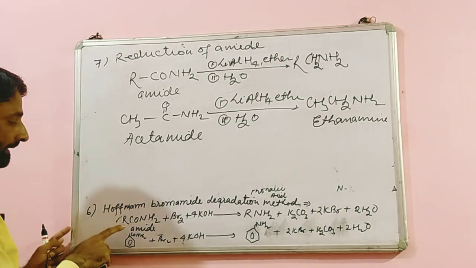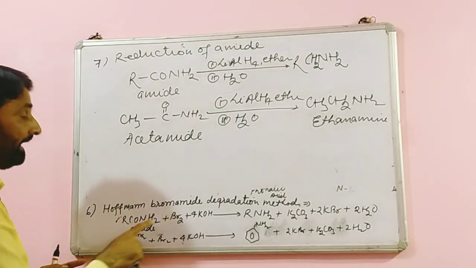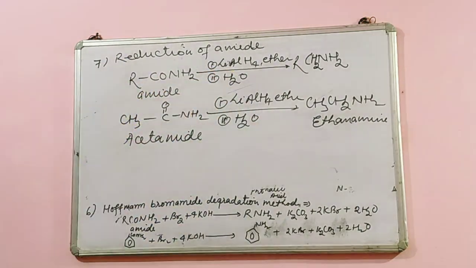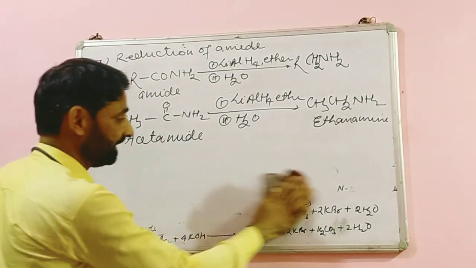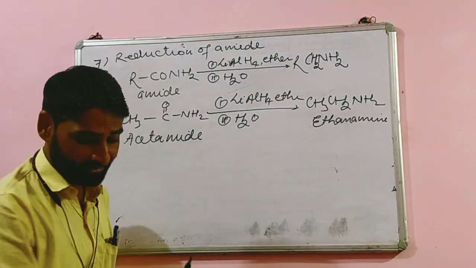अगर हाफ मान ब्रोमाइड आप कहेगा तो ब्रोमीन और केओएच से रिएक्शन कराएंगे एमाइड का, और अगर आपसे रिडक्शन कहेगा तो डायरेक्टली इसका रिडक्शन कराएंगे लिथियम एल्यूमिनियम हाइड्राइड और ईथर के प्रेजेंस में, एंड सेकंड फॉलोड बाय द हाइड्रोलाइसिस. So this is the process.